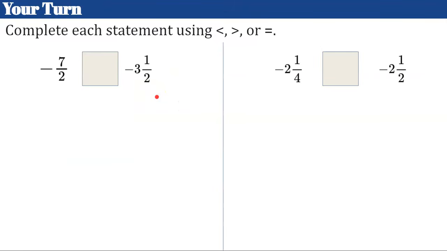Your turn. I would like you to compare these pairs of values with less than, greater than, or equal to. Come back and hit play when you're done. Go ahead and pause.